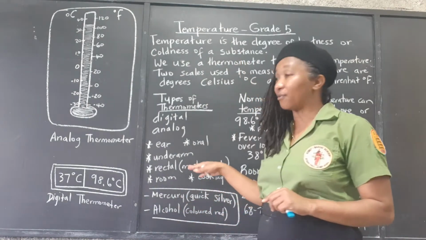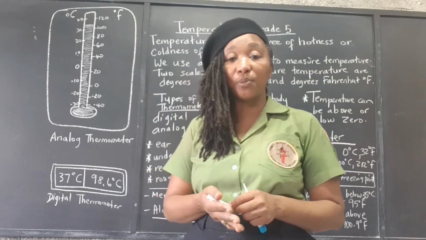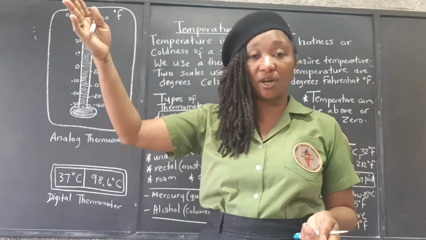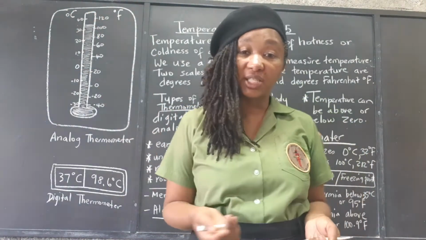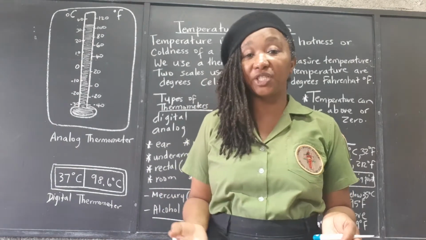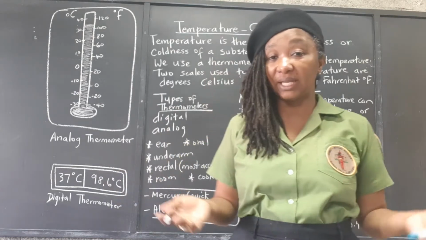Alright, so we have thermometers that record the temperature in the room. You'll have a thermometer that you can just hang up on the wall, whether it's analog or digital. As the temperature in the room changes, it will record that temperature. You can go and take your reading any time of the day.